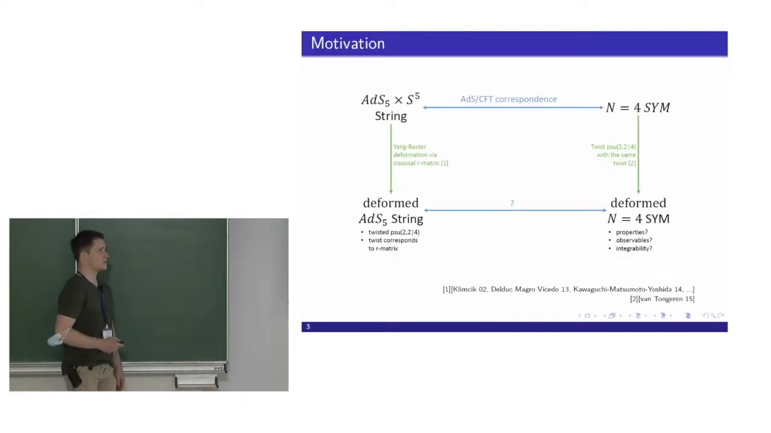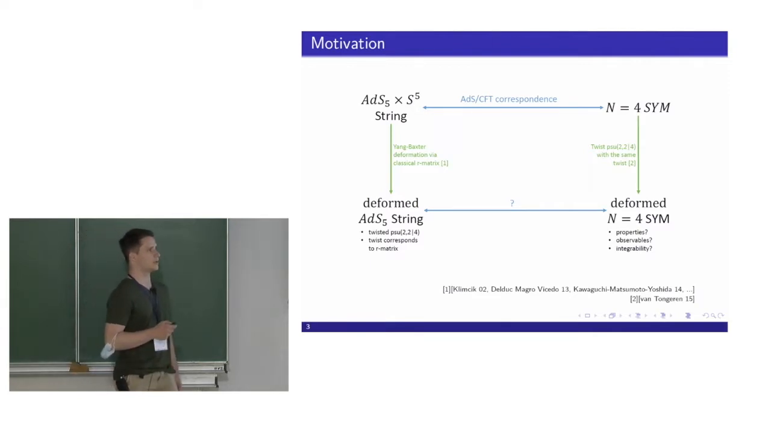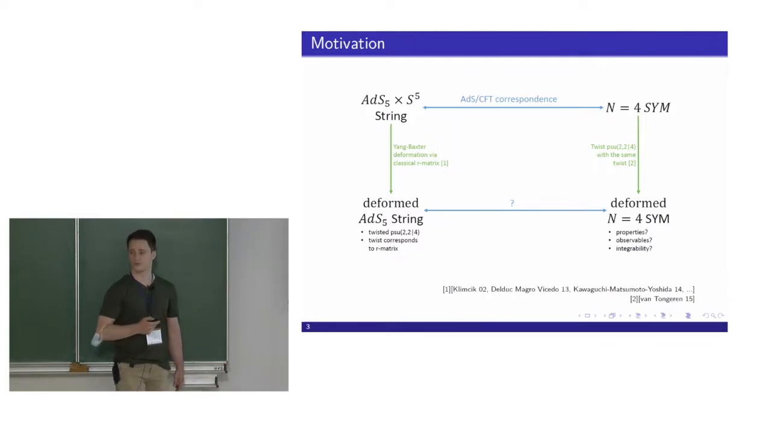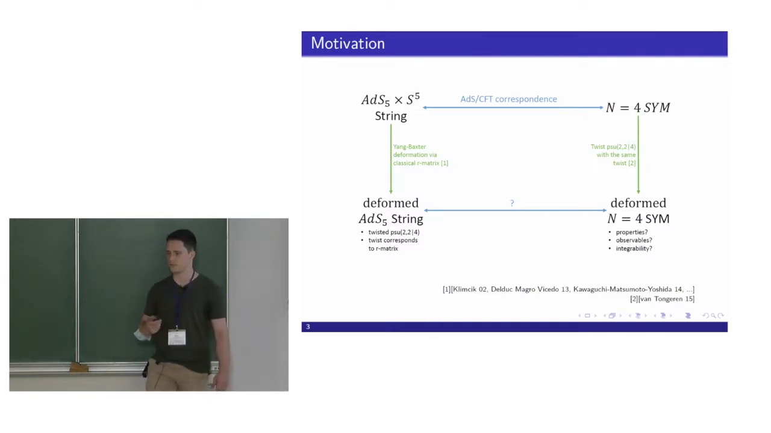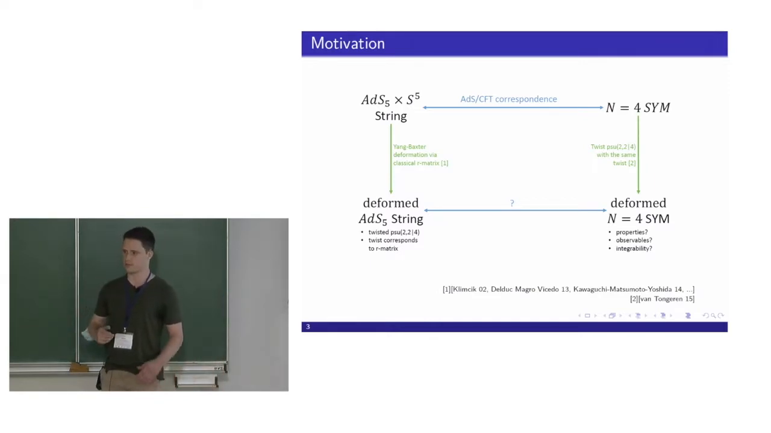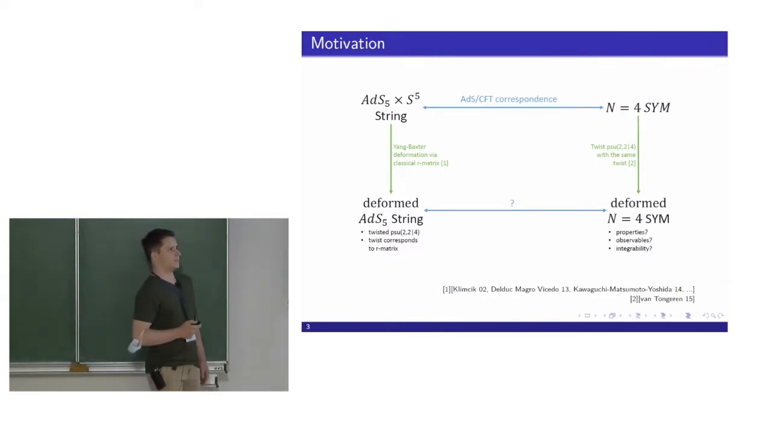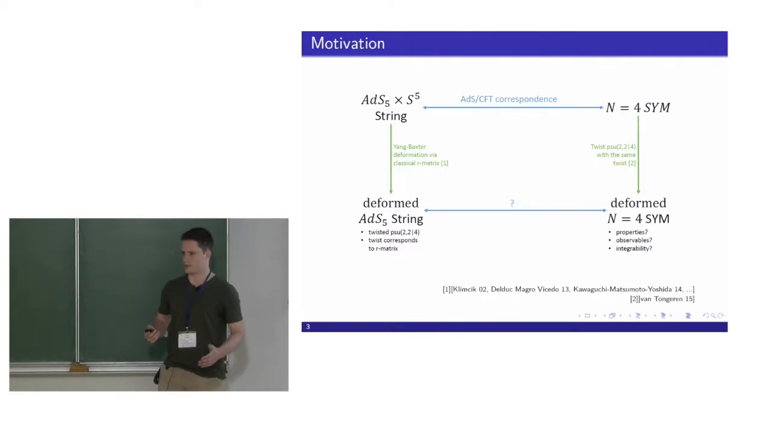Okay, so first let's start with the motivation. For me, the starting point is the AdS/CFT correspondence, which in its most famous example relates the AdS5 x S5 string to the N=4 super-Yang-Mills theory. Both of these theories are integrable, at least in their planar limit, and are relatively well studied in the literature.